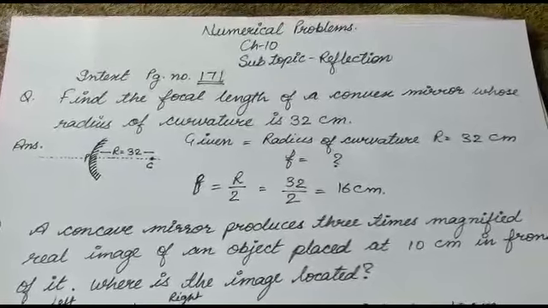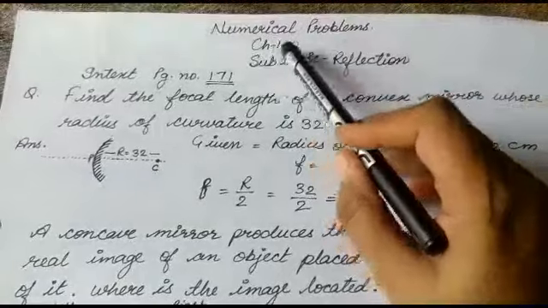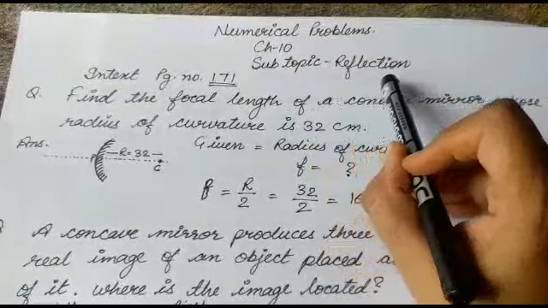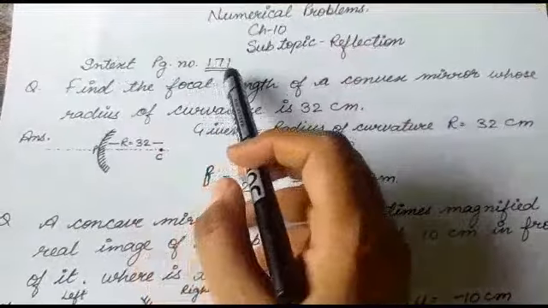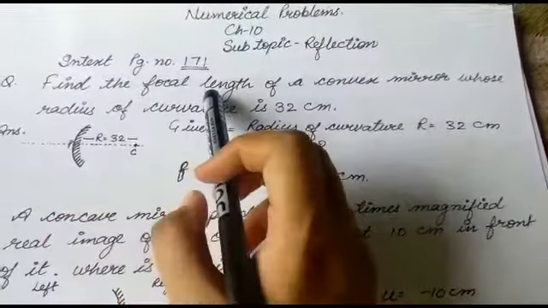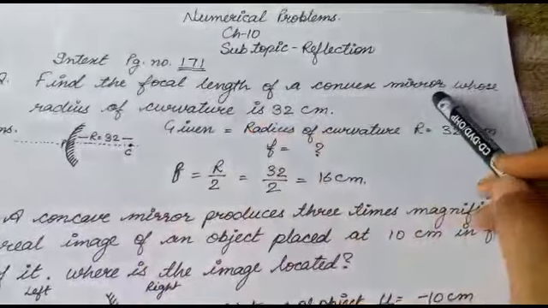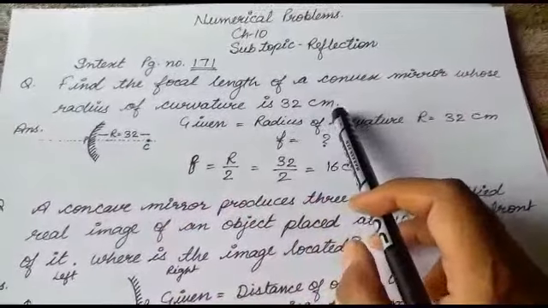Good morning, dear students. So today we are going to see a few numerical problems of chapter 10, subtopic reflection. It is the first question of in-text questions, page number 171. The question says, find the focal length of a convex mirror whose radius of curvature is 32 centimeter.